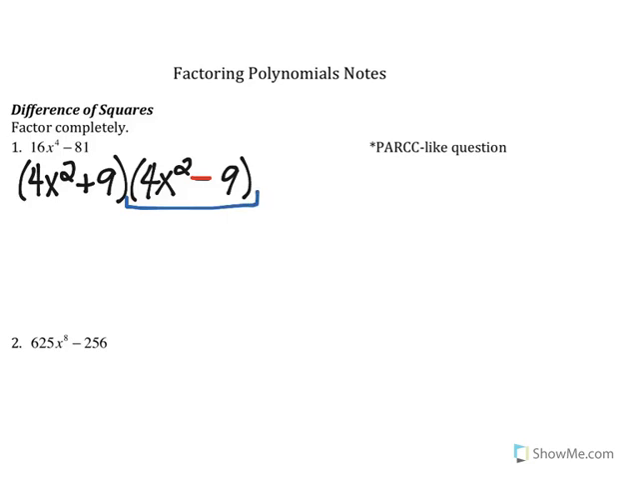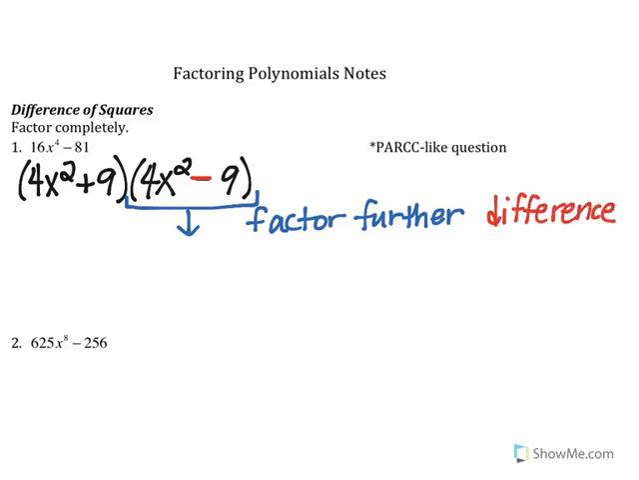Only this one can be factored further because it's a difference. Okay, so we have a difference of squares, and then we have another difference of squares. But you can only factor that second parentheses again. So you're going to keep the first one as 4x squared plus 9, and factor the second one into 2x plus 3, 2x minus 3.